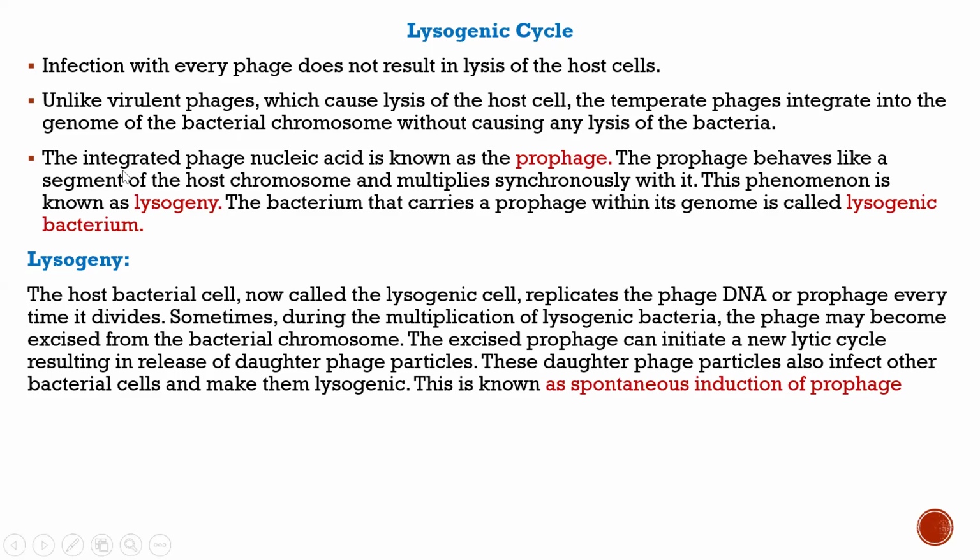Okay, so the integrated nucleic acid is known as the prophage. That is the one that attaches itself into the bacterial chromosome. They are known as prophage. So this prophage behaves like a segment of the host chromosome and multiplies synchronously with it. This phenomenon is known as lysogeny. The bacterium that carries a prophage within its genome is called a lysogenic bacterium.